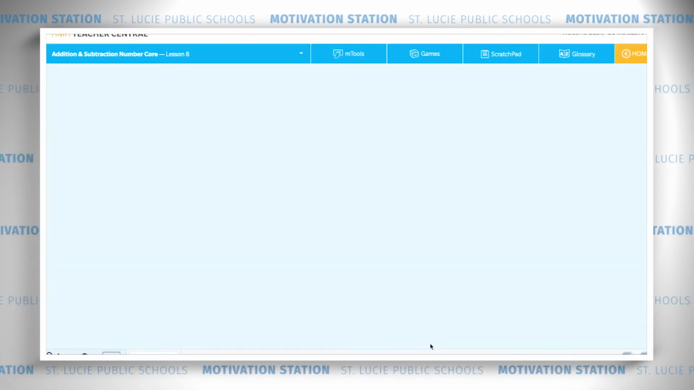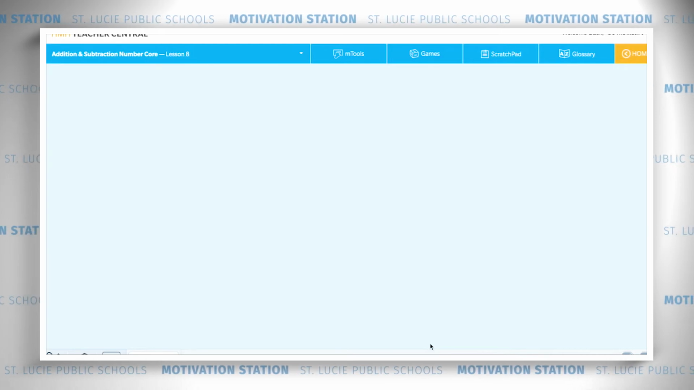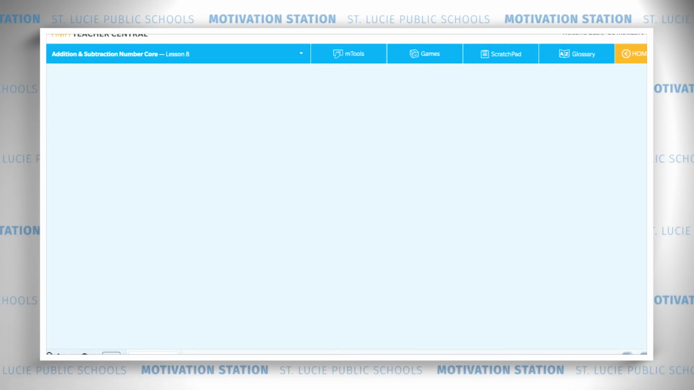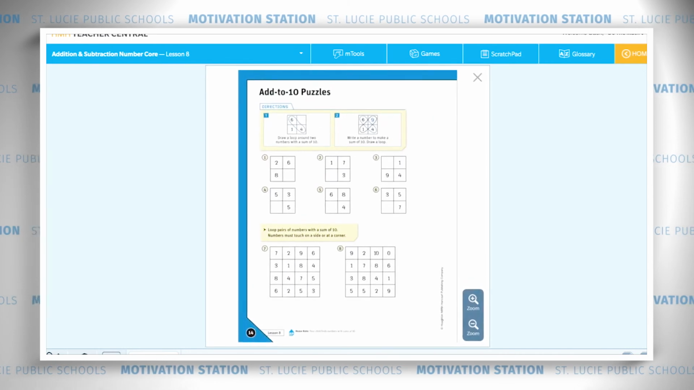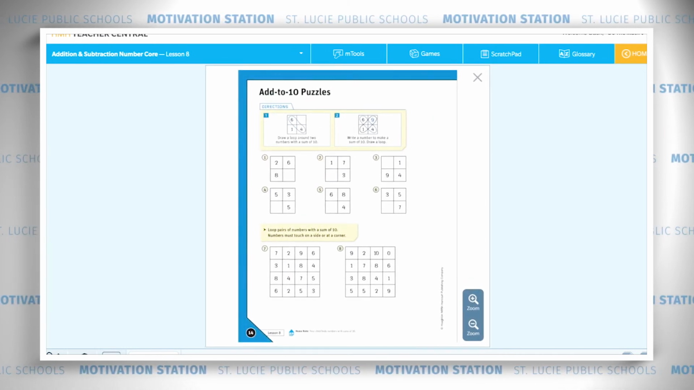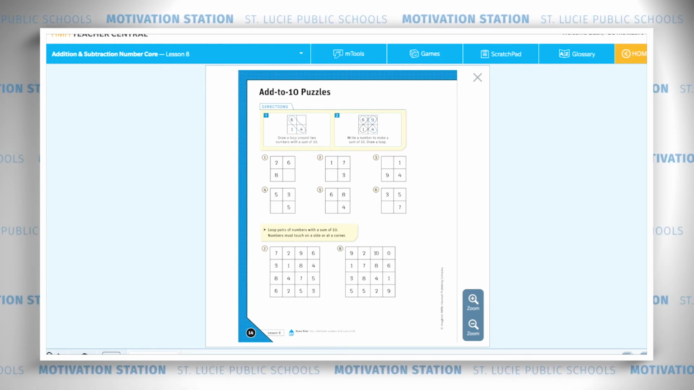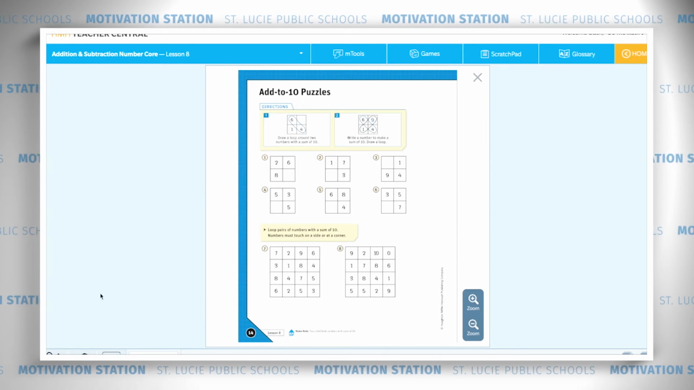It'd be really great if you moved on to page 14 to continue to do some add to 10 puzzles, and I'll show you that online. So here's page 14, and these are those add to 10 puzzles that we've been working on. This is really great for you to continue working on finding all those different pairs of addends to make 10. So here we go. Let's do this first one together.